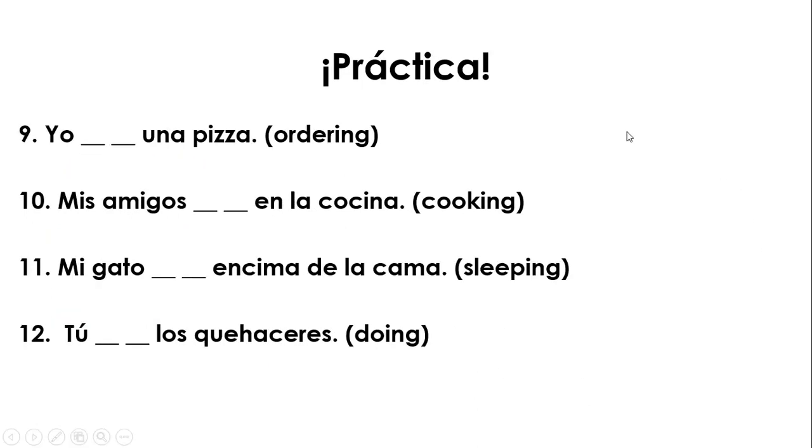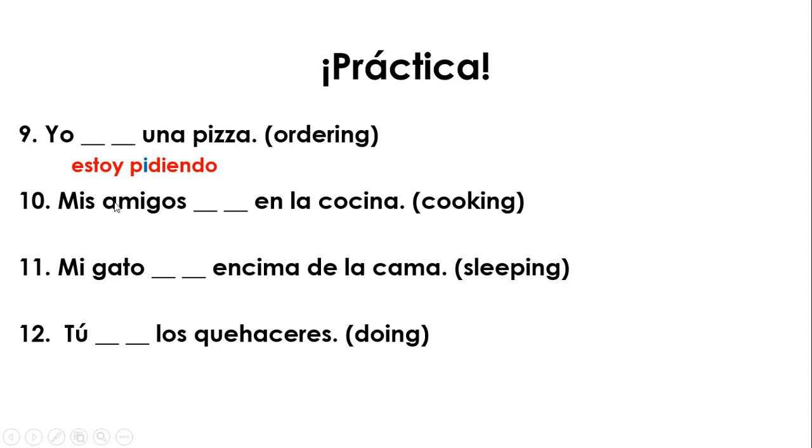Just four more to go. Número 9, the yo form of estar is pretty easy to figure out. The verb to order is pedir. That's an E to I verb. So that one actually does stay E to I. Estoy pidiendo. The rest of the boot verbs don't do that.